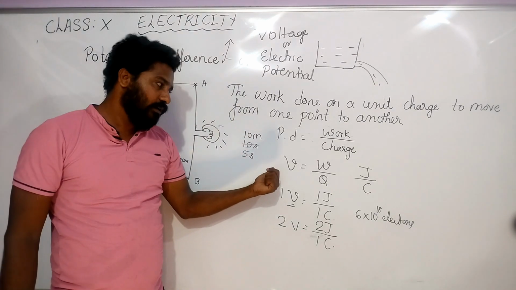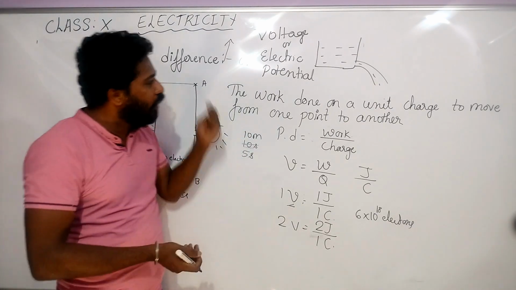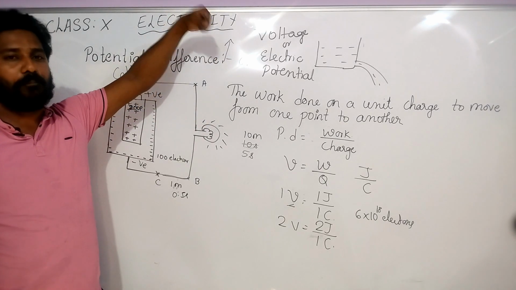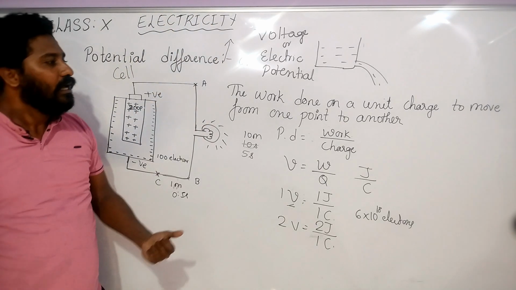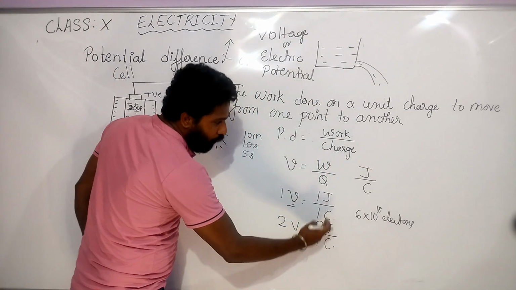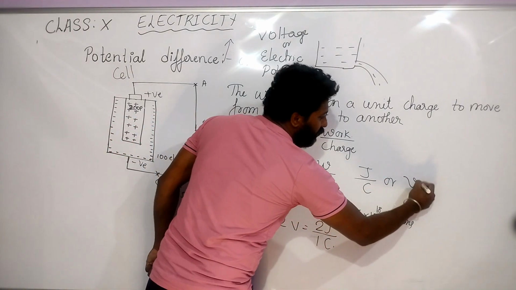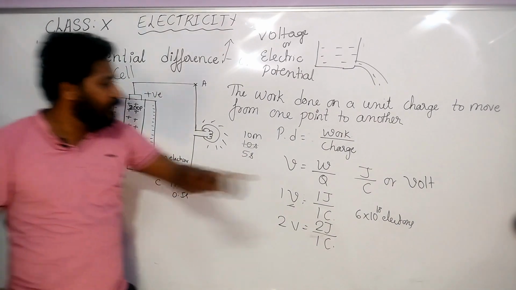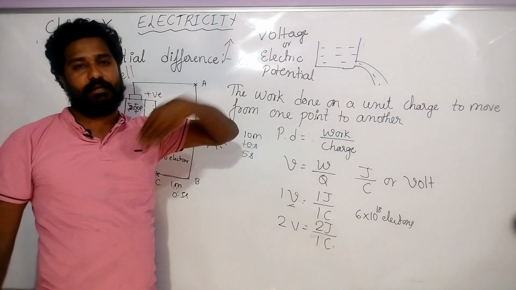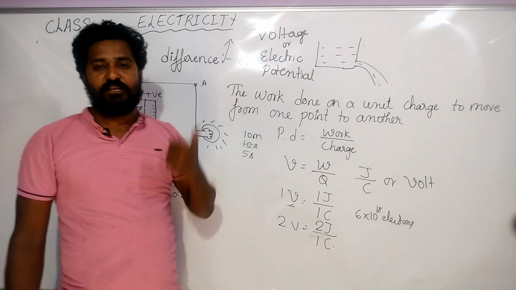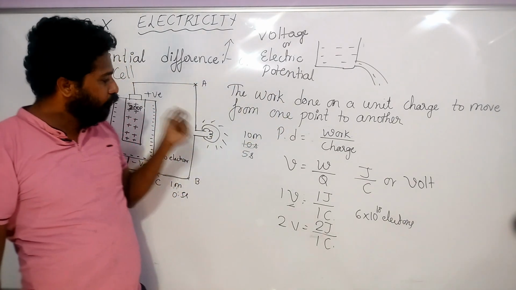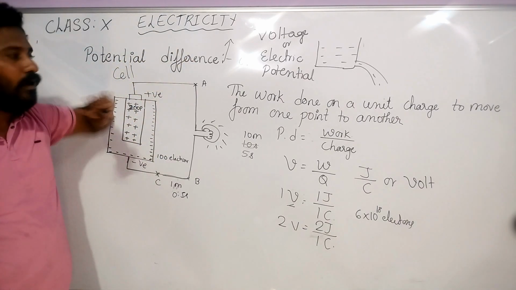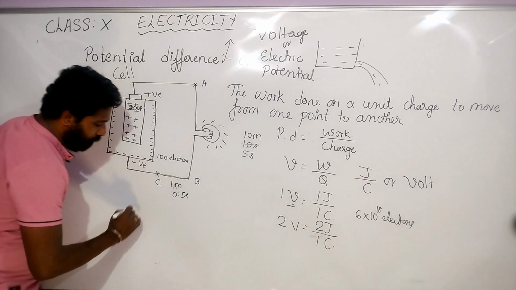Okay. So this is about potential difference: the work done on a unit charge to move from one point to another point. It is joule per coulomb, or we also say that the SI unit is volt. So there, ampere was there, and here the SI unit is volt or V. Okay, so now let us discuss the voltmeter.